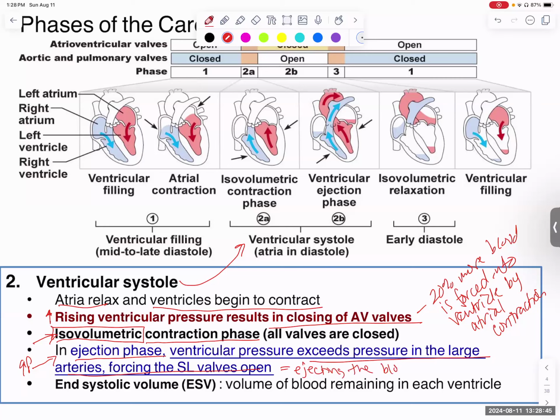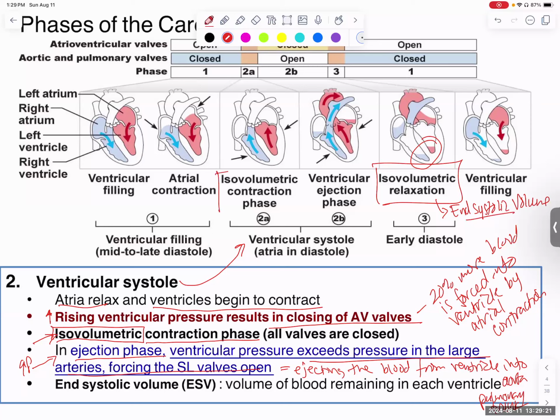ejecting the blood from the ventricle into the aorta if it's from the left, or the pulmonary trunk if it's from the right ventricle. There is going to be a little bit of volume left in the ventricle during isovolumetric. That is going to be the end systolic volume. Why? It's the end of systole.